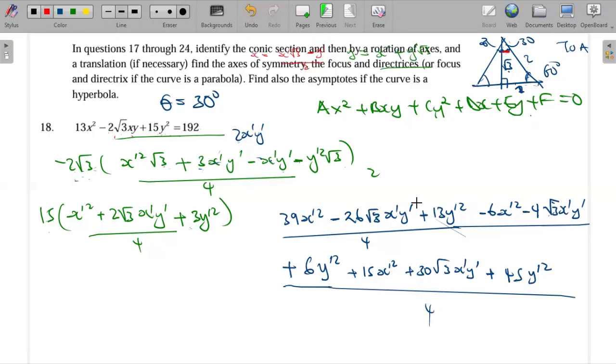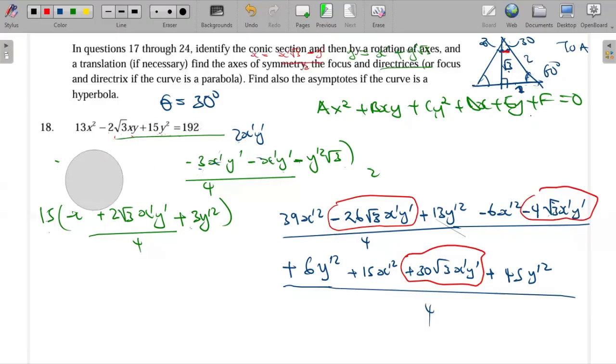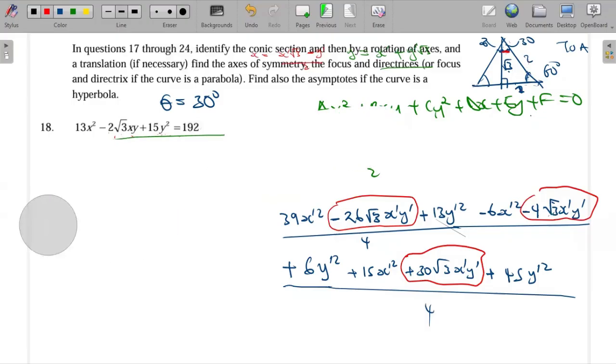Now, notice that the part that we want to cancel out is the part that has x and y. So, look, this here is negative 26x root 3 xy prime. But this here is negative what? This here I can add, which gives me 30. But I have a positive, this one, which means they're just canceling out.